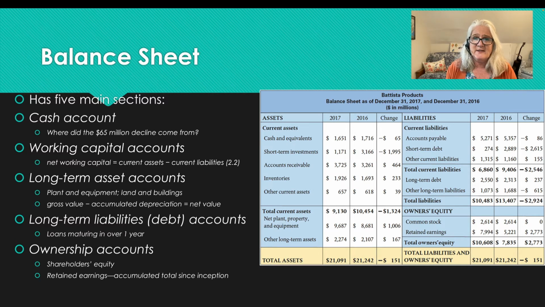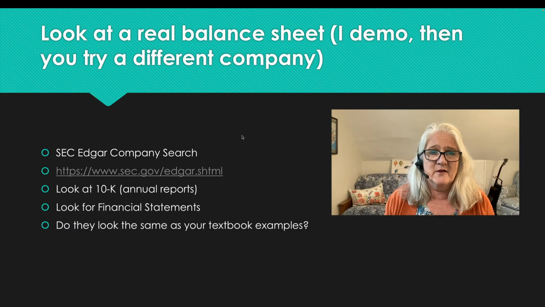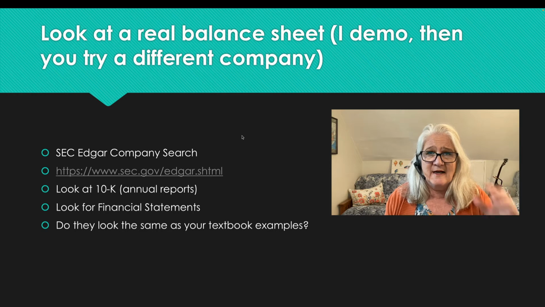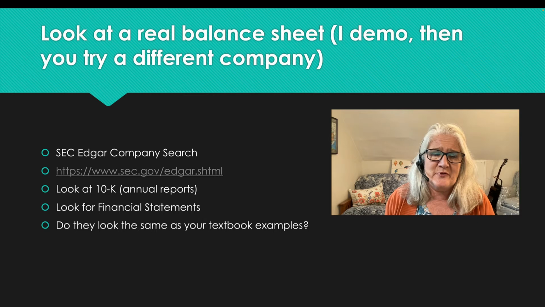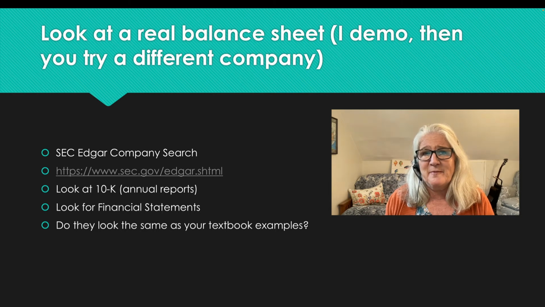Okay, so that's what's on a balance sheet. Now, during class time, we went through and looked at some real life balance sheets, but I'm not going to make a recording of doing that. If you missed that in class, I would urge you to go ahead and search EDGAR for some example balance sheets so you can see how they compare to these textbook examples.